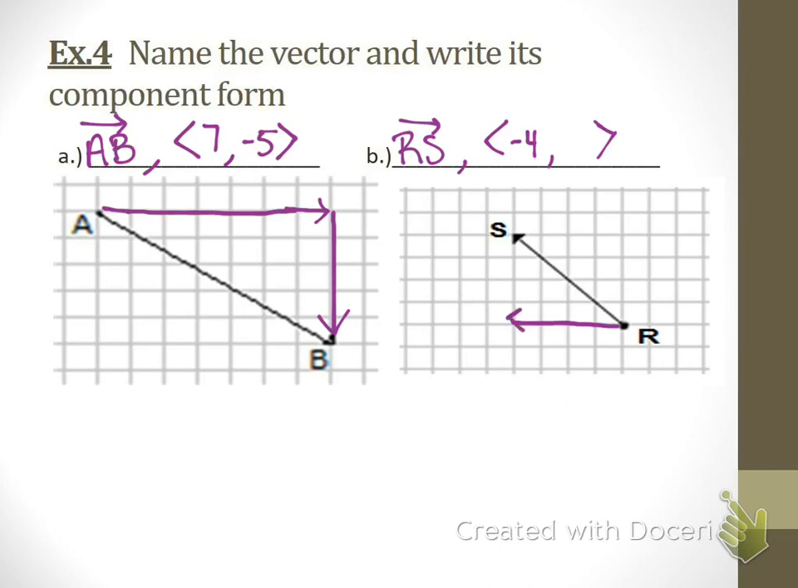Okay, so we went left 4, so negative 4. Then we went up 4, so that's a positive 4. This is really nothing different from things we've already done. It's just writing it a slightly different way. Questions, concerns? Ready to keep going? Yeah. Okay.